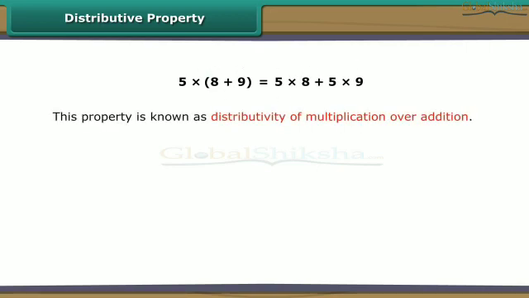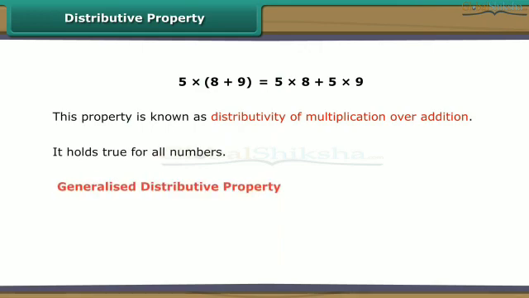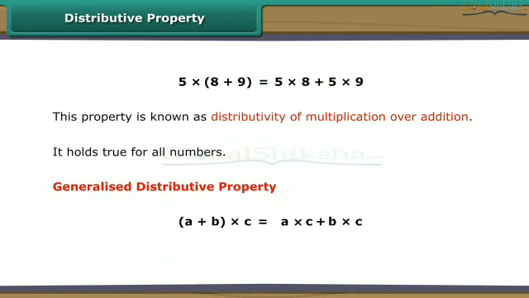5 into bracket starts 8 plus 9 bracket closes can also be written as 5 into 8 plus 5 into 9. This property is known as distributivity of multiplication over addition. It holds true for all numbers. We can therefore generalize it with variables as bracket starts a plus b bracket closes into c is equal to a into c plus b into c.